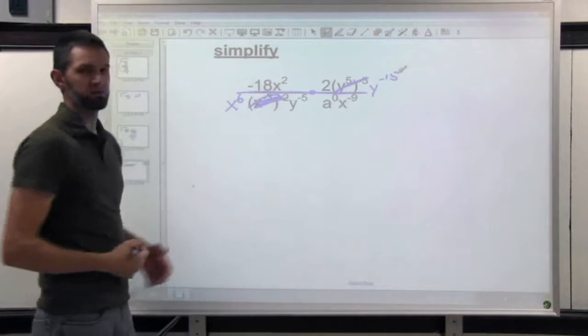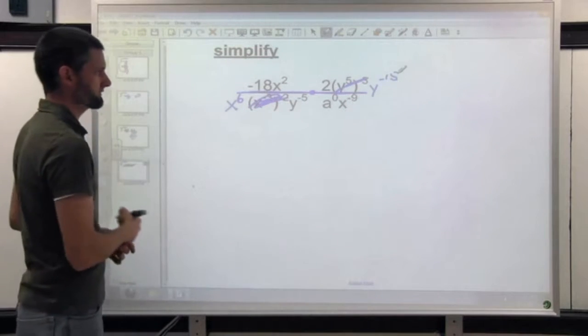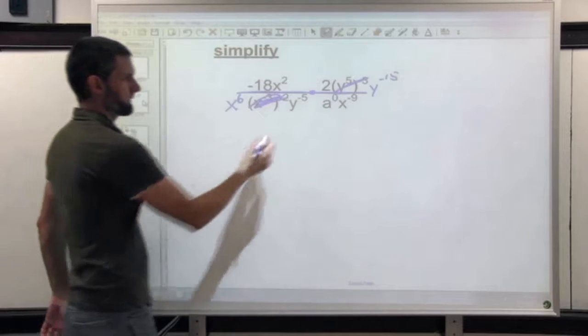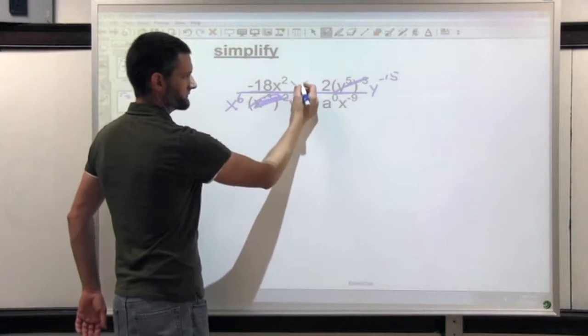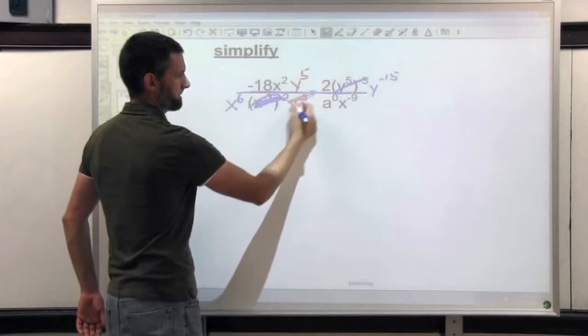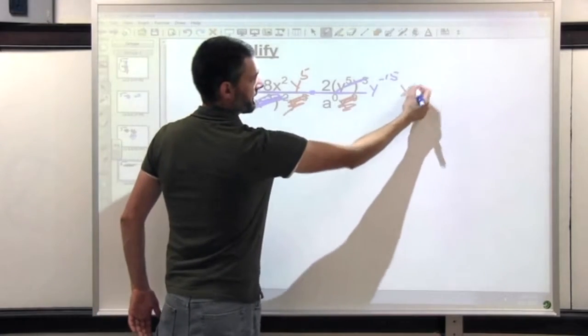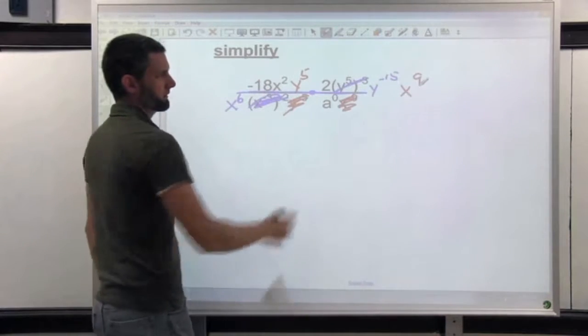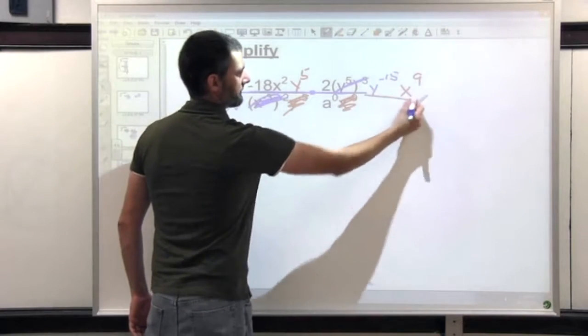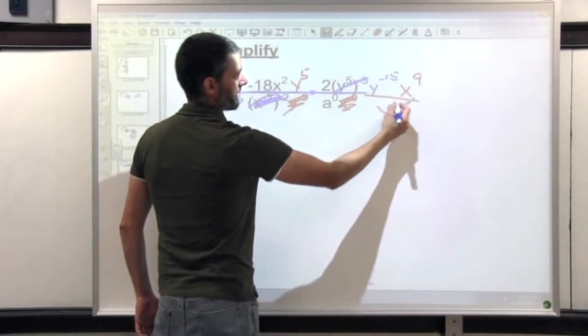I've got a bunch of negative exponents. I could move those next if I want. Negative 5, that's going to go to the top, that'll be positive 5. This one is a negative 9, that's going to move to the top, it'll be positive 9. This one is a negative 15 on top, it'll move to the bottom and become positive 15.